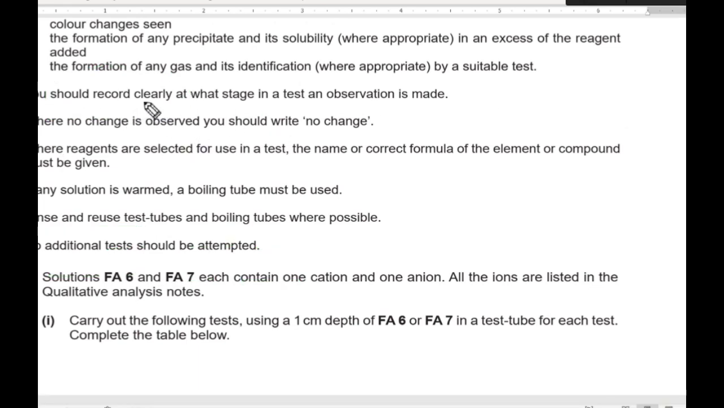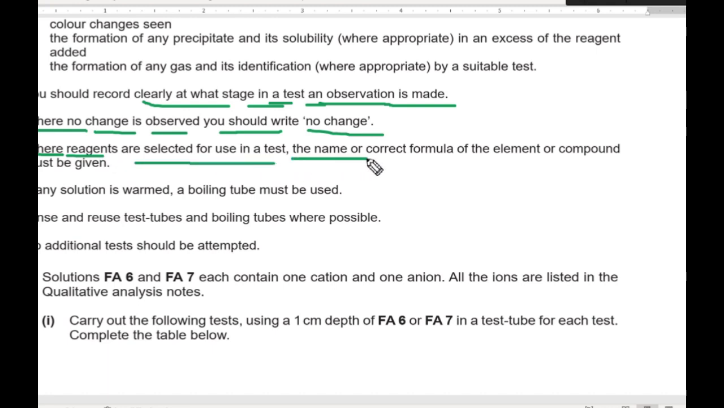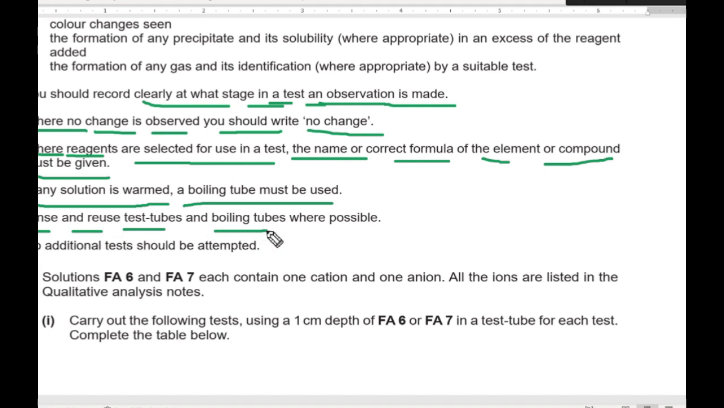You should record clearly what stage is tested in a test and what observation is made. Where no change is observed, you should write no change. Where reagents are selected for use in a test, the name or correct formula of the element or compound must be given. If any solution is warm, a boiling tube must be used. Arrange and reuse test tubes and boiling tubes where possible.